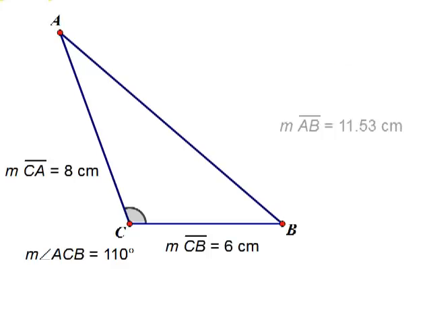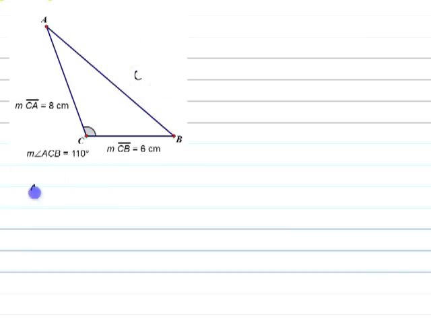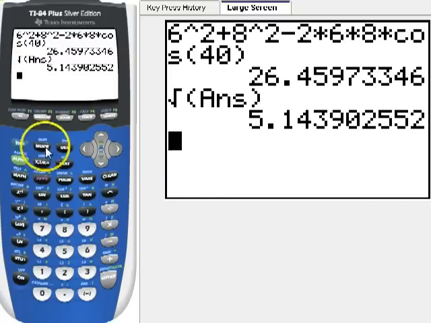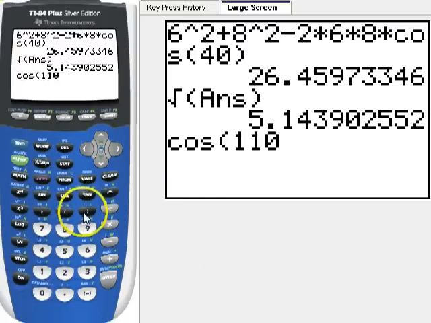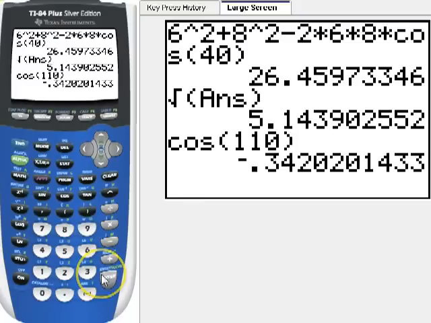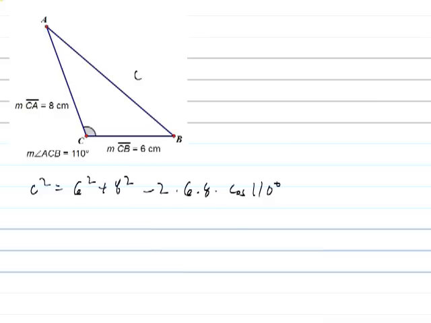Okay, the answer to this question ended up becoming bigger than 10, became 11.53. I'll show you the work for that one. So for this one, it's c squared equals 6 squared plus 8 squared minus 2 times 6 times 8 times cosine 110. Now, on our calculator, you'll see that cosine of 110 degrees happens to be negative 0.3420.